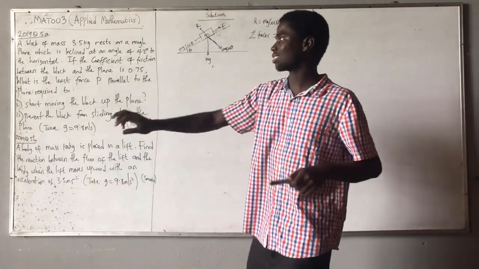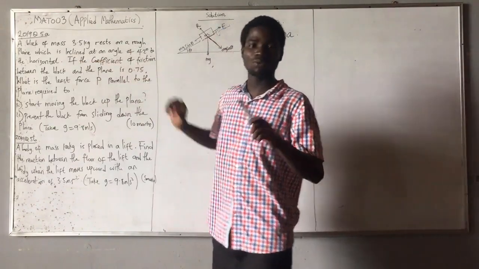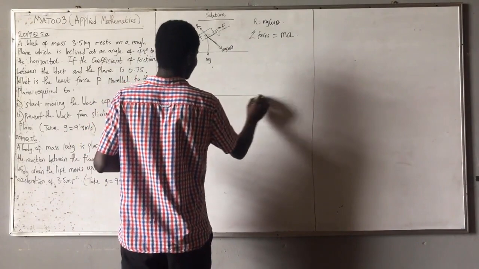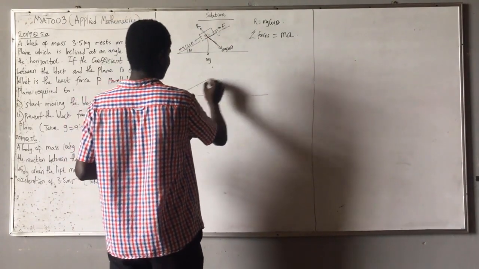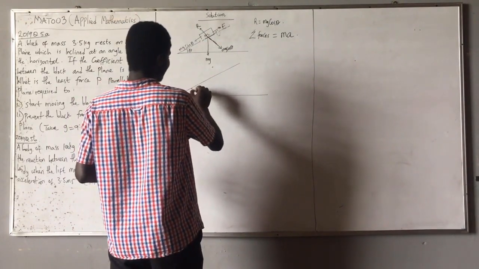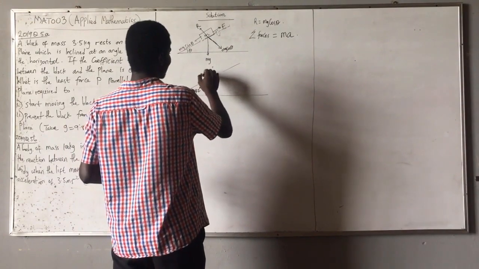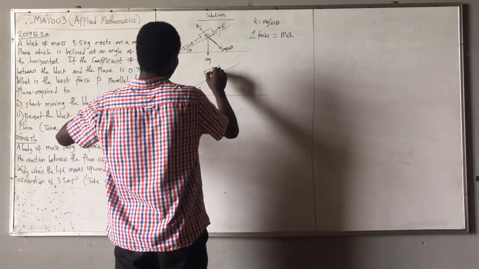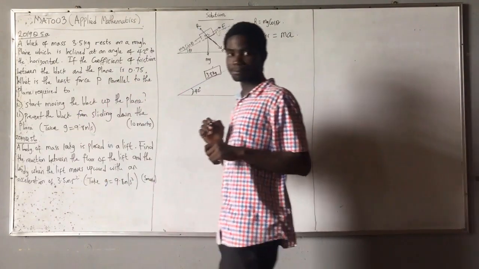It's already obvious that it's on a plane which is inclined at an angle of 42 degrees. Look at what we have. Let me draw it. This one is just to explain. So the angle here is 42 degrees. Let this one be the object, a block of mass 3.5 kg. This is 3.5 kg, right?